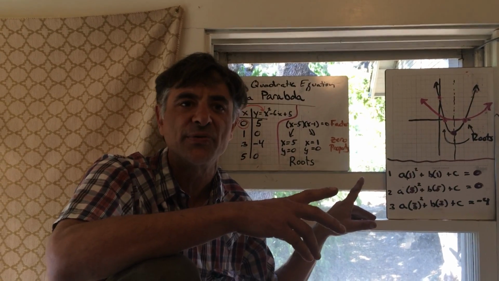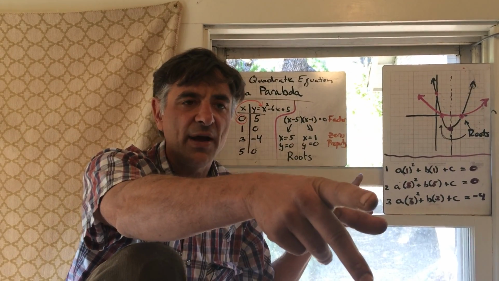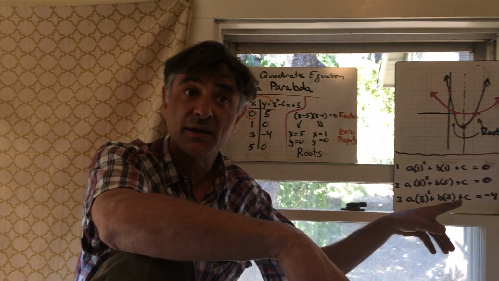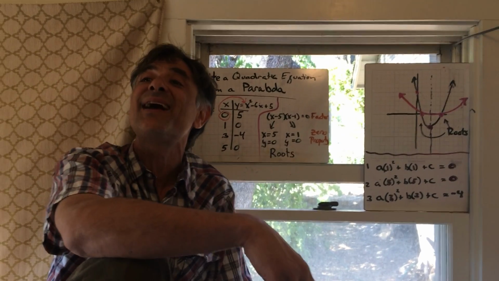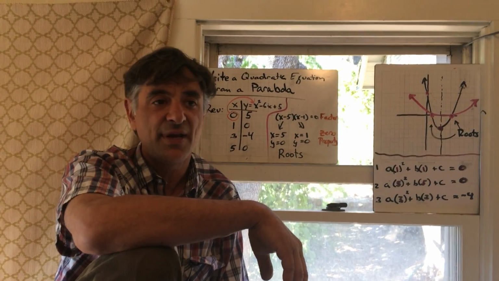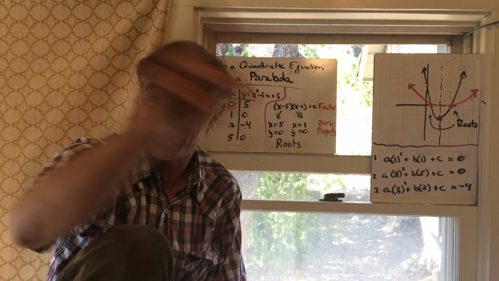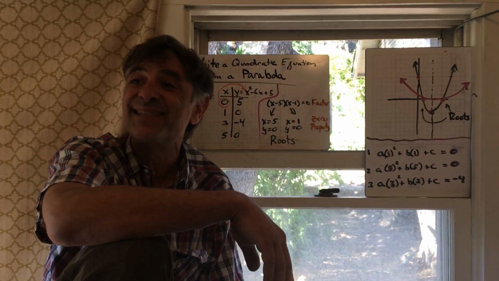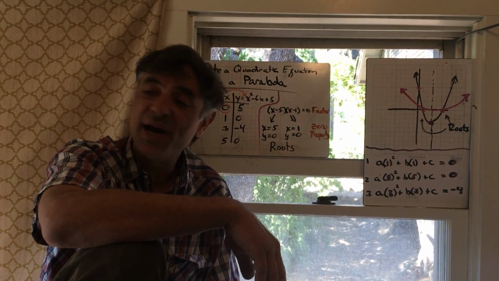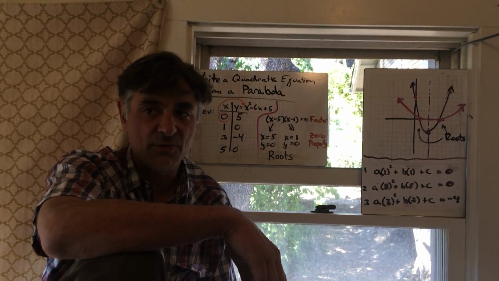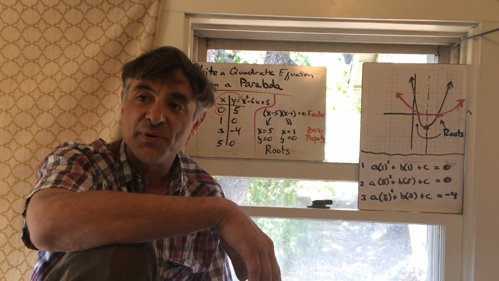What are those unknowns? That's right, A, B, and C. And I've got 3 equations. What could I do to solve this? That's right. I could solve it as a system of equations. In this case, it's 3 equations with 3 variables.